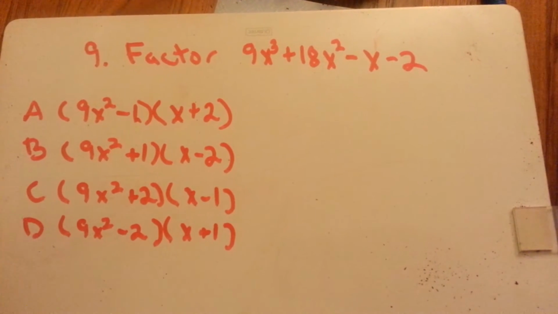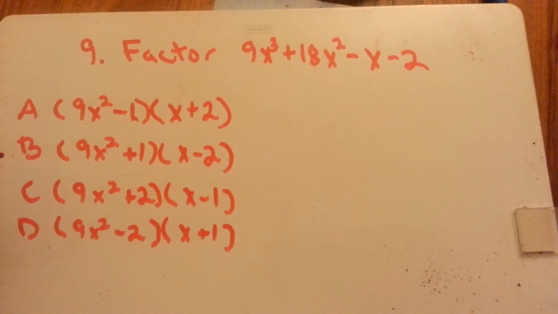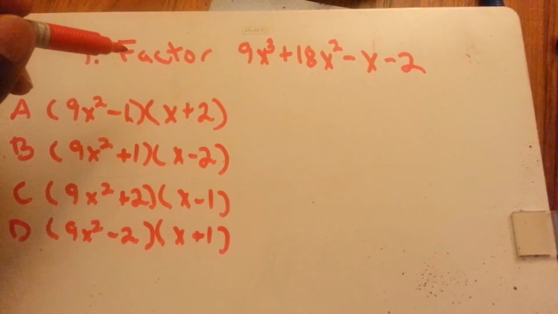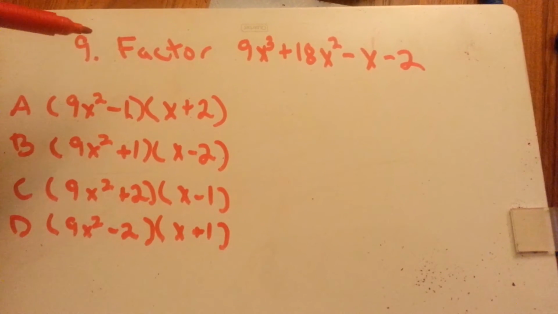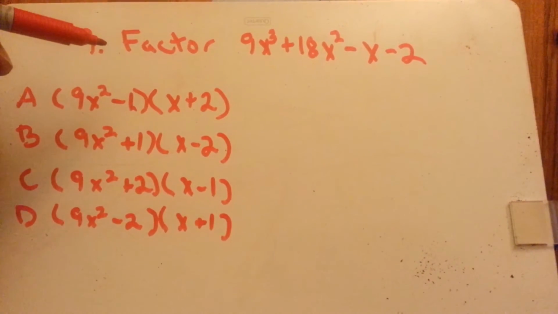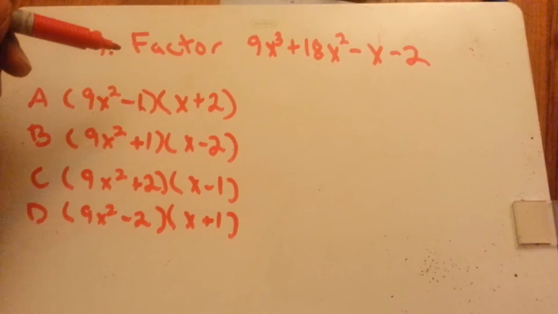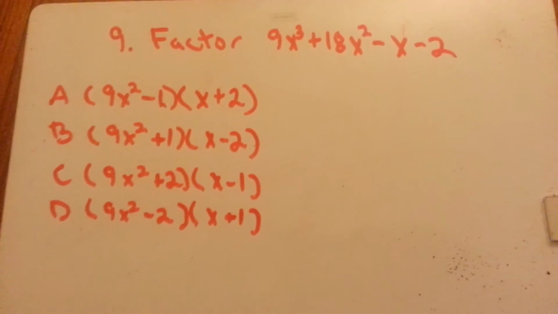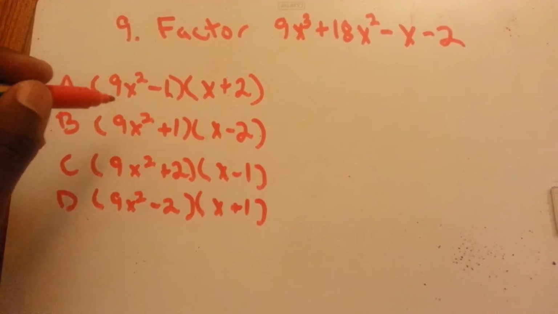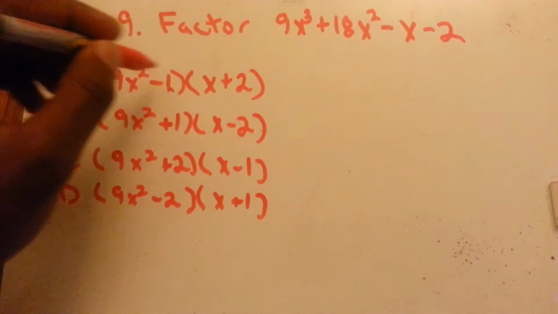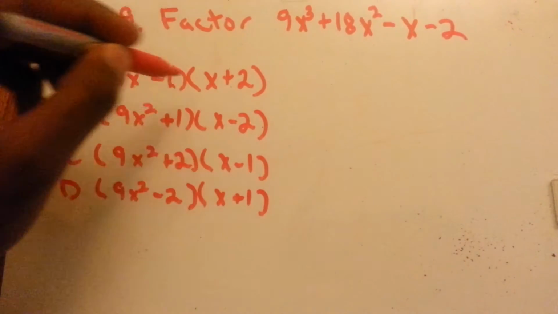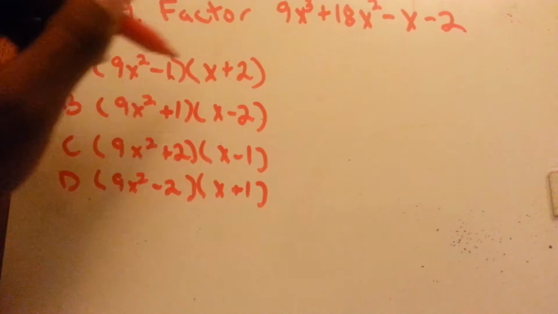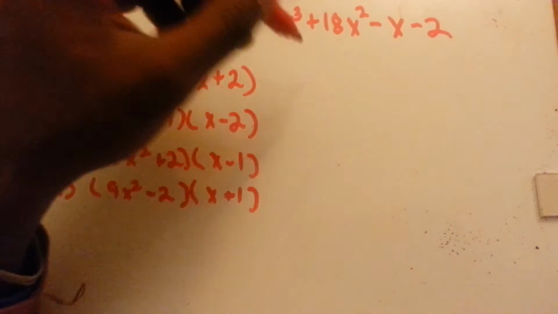Factor 9x cubed plus 18x squared minus x minus 2. So with this problem, what we have to do is pretty much the reverse of FOIL. You've seen in one of my other videos, we had to use the operation of FOIL to multiply two binomials to find out what the value for that equation is. But this one we kind of have to do the reverse.